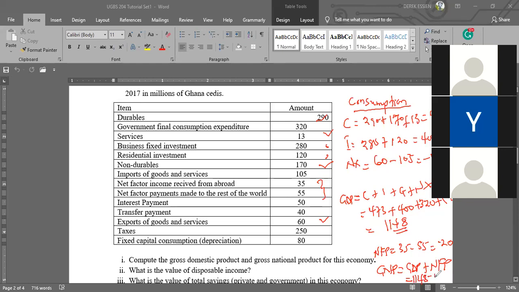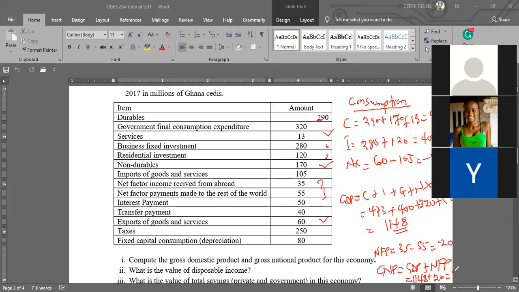1,148. Sorry. Yes. Minus plus what? Plus negative 20. Plus 20. Which is 1,128. Yeah, it's negative. Negative 20. All right. Negative 20, which gives us 1,128. Yes. All right.